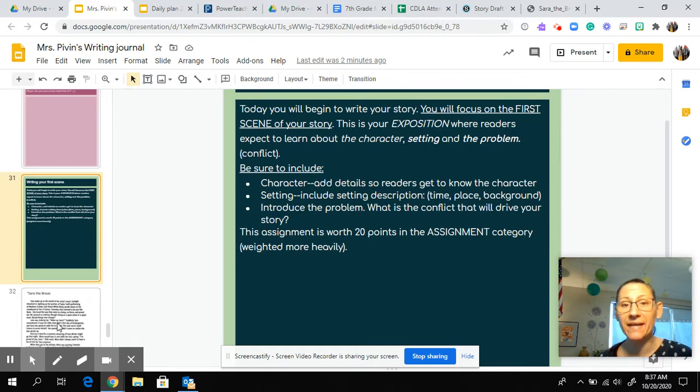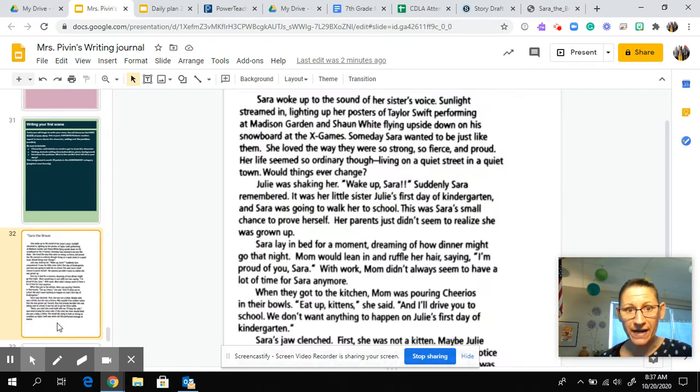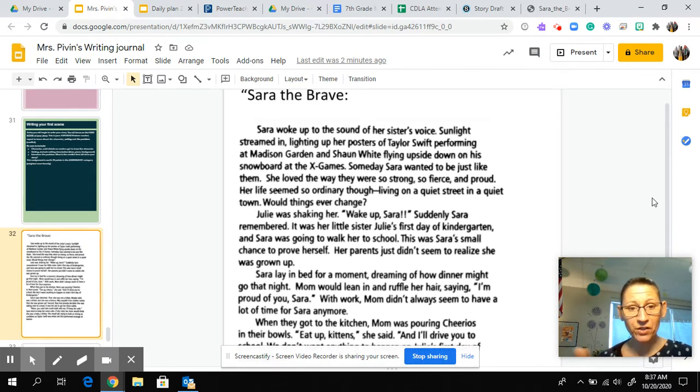Now, if we go back to our mentor text, the story that we've read, Sarah the Brave, we see what we learn in the exposition. So here we have: Sarah woke up to the sound of her sister's voice. Sunlight streamed in, lighting up her posters of Taylor Swift performing at Madison Garden and Shaun White flying upside down on his snowboard at the X Games. Someday, Sarah wanted to be just like them. She loved the way they were so strong, so fierce, and proud. Her life seemed so ordinary, though, living on a quiet street in a quiet town.